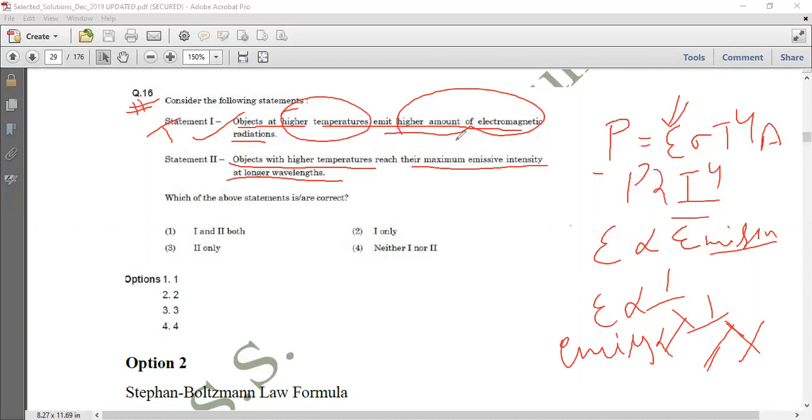So an object with higher temperature will reach its maximum emissive intensity at shorter wavelength rather than longer. So it should be shorter, and that's why this statement is wrong. Only one statement is correct, which is the first one, so option second is the correct answer.